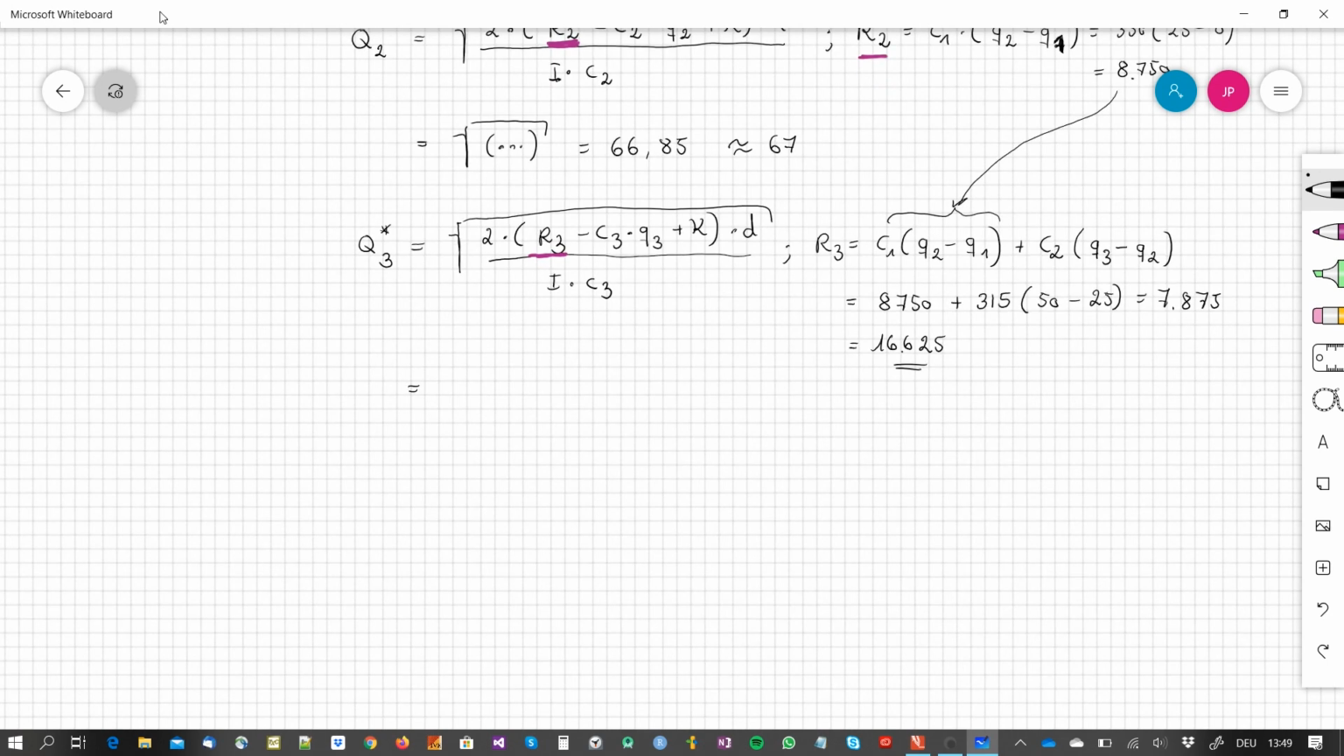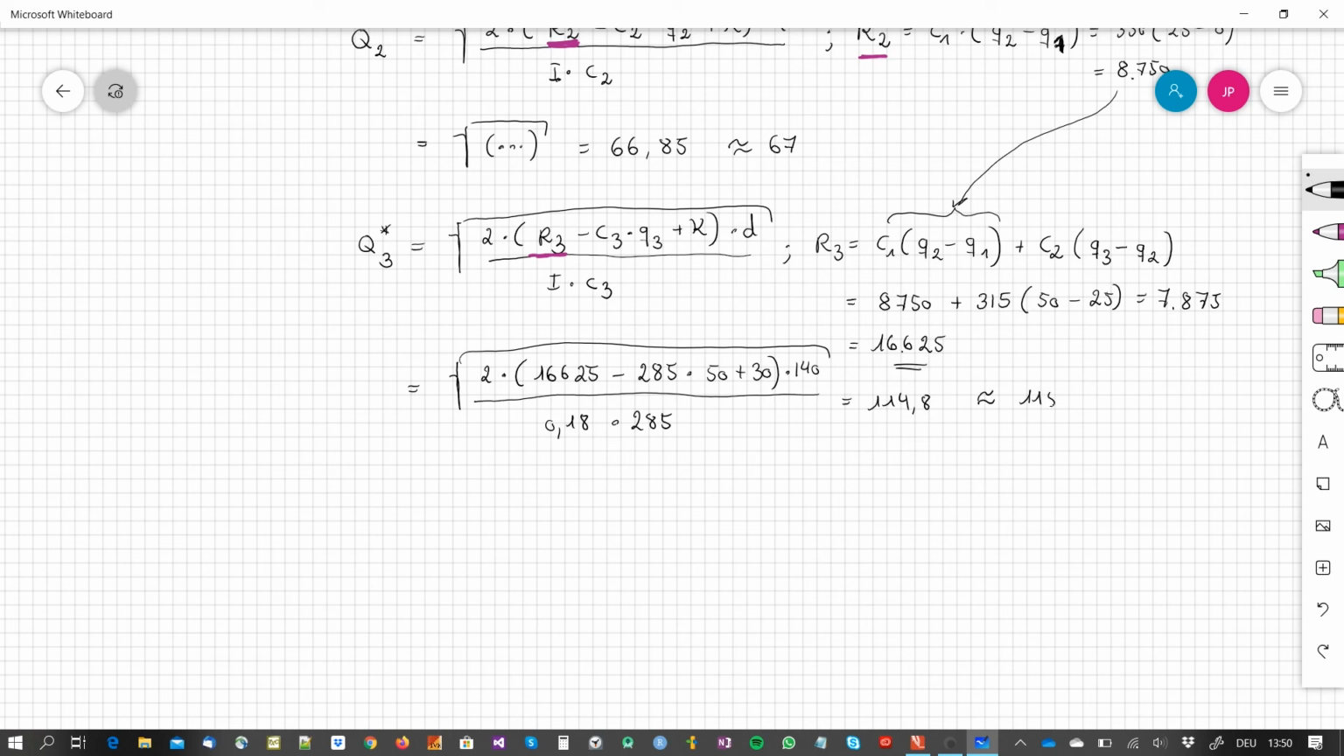And I think the rest, I make it extensively. So we have 16,625 for R3 and now 285 for C3 multiplied by Q3, that was 50, plus 30 multiplied by 140 for the demand, and this divided by 0.18 or 18 multiplied by the price C3, and that gives us 114.8, which is approximately 115.